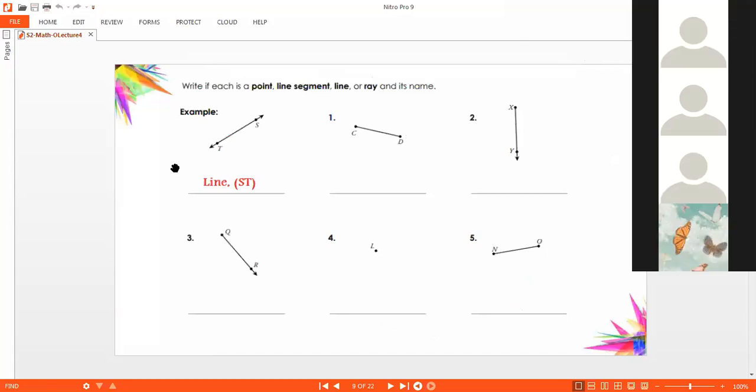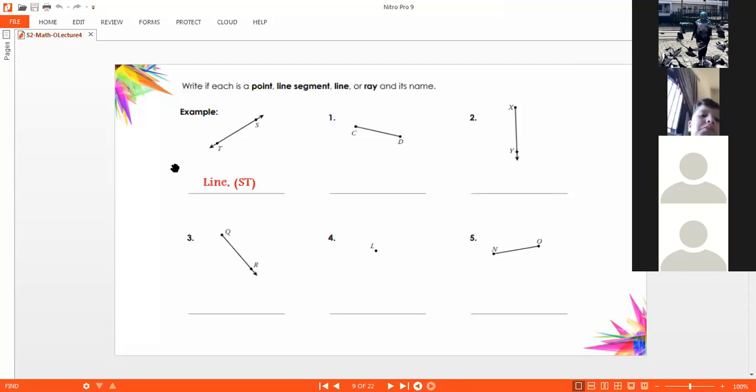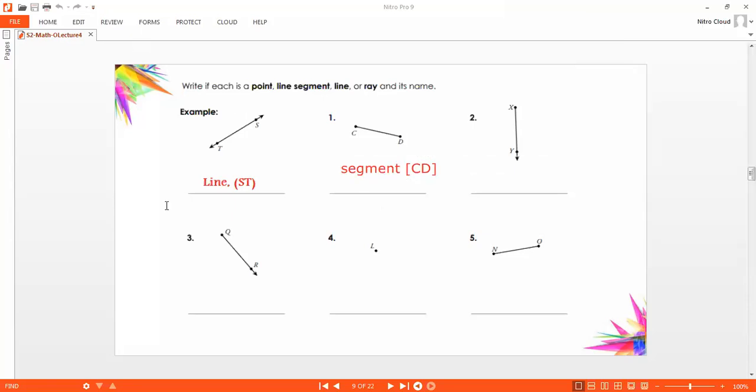I'm going to pick Mira. Yes, ma'am. Yalla, Mira. In this exercise, you need to tell me if it's a point, a line segment, a line, or a ray. I did the first one for you, which is a line ST. Now, what do you think about number one? It's a line segment. Very good. And what's the name of this segment? ED. Excellent. It's closed, right? Yeah. It's a closed segment. Very good.